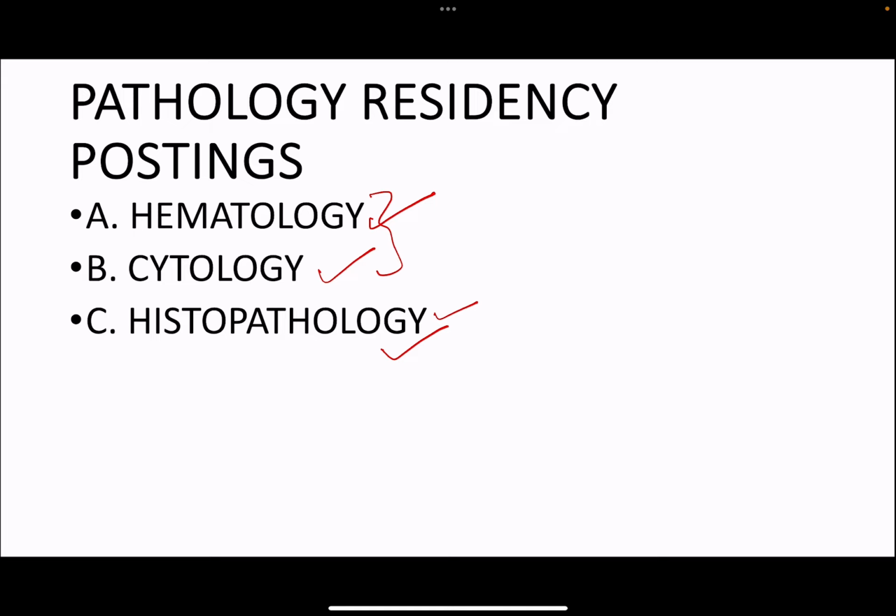Depending upon your number of PGs and your own college, each one of you will be divided into each of these postings for a period of 2 to 3 months. In my college, we are posted at hemat and cyto together for a period of 2 months, and we shuffle to histopathology for a period of 2 months.